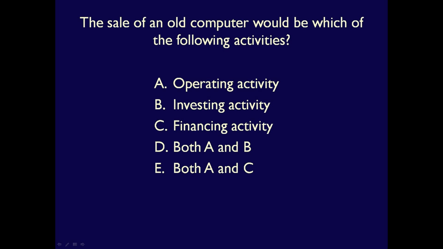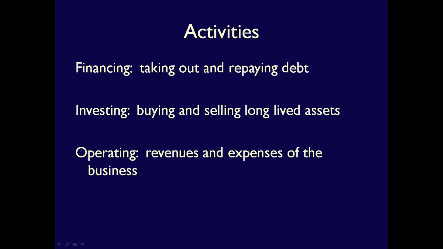If you said C, financing, because it brought in cash, you're wrong also. Financing involves only debt or equity financing. The correct answer is B, investing activities. Note that in each activity, what goes into that activity comes out of that same activity. The purchase of equipment is recorded under investing, and therefore the sale of equipment is also investing.